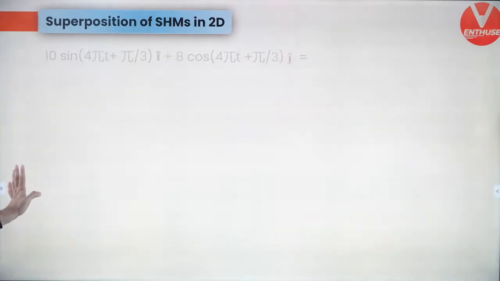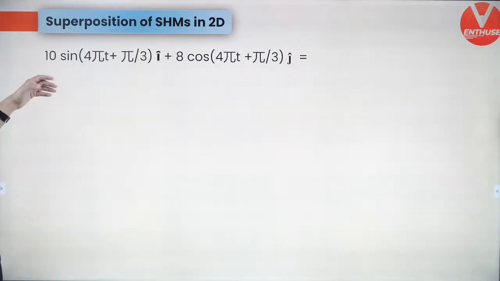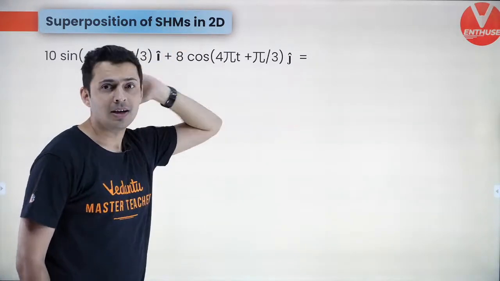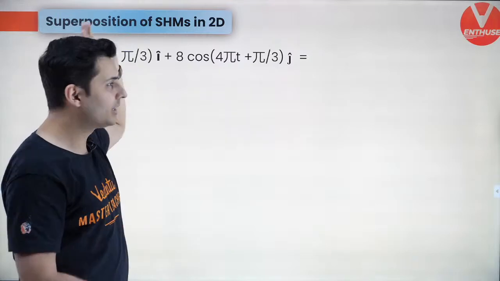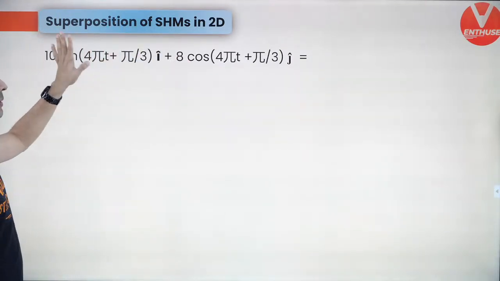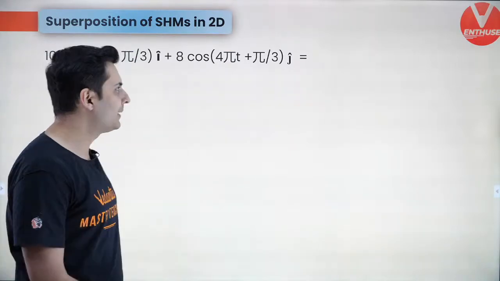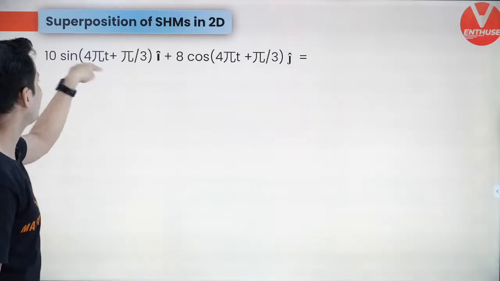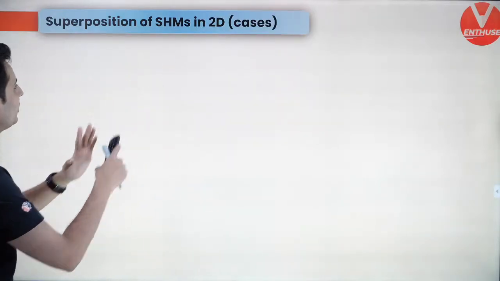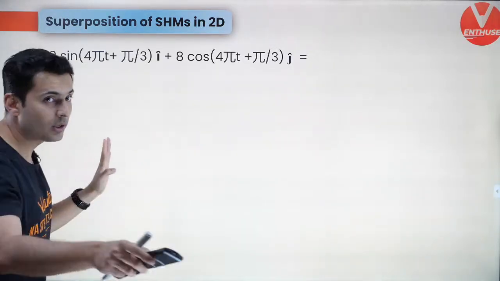Now, let's take some special cases and see. Let's say you have to add these crazy equations, something i cap plus something j cap. Now you'll be scratching your head just like you did sometime back when I asked you to add two SHMs in 1D. But there is a simple way of doing that, and let me show you how you can add something i cap plus something j cap. But you can't combine it into one term, guys. Let me warn you in advance.